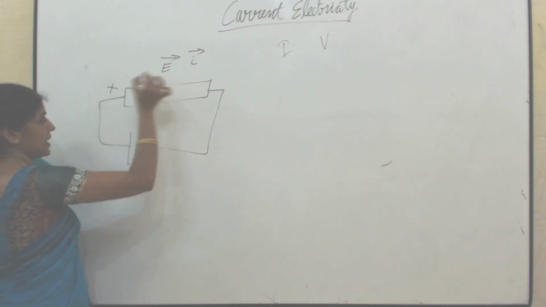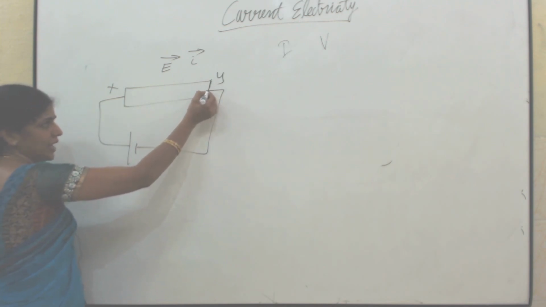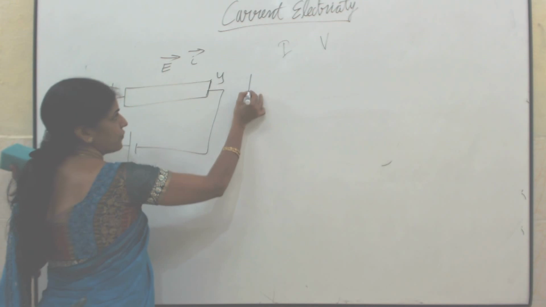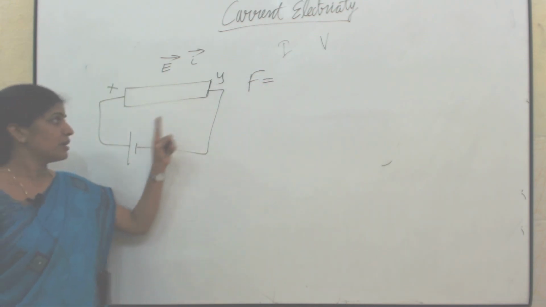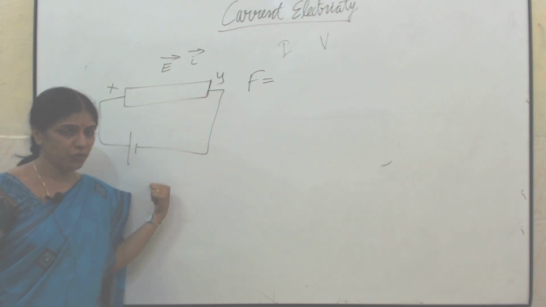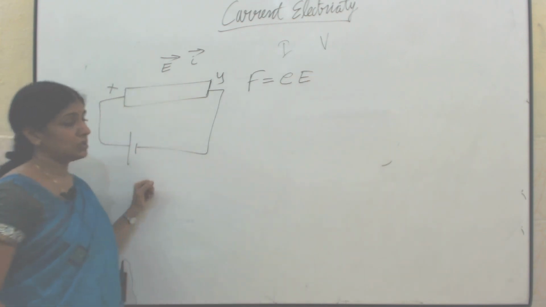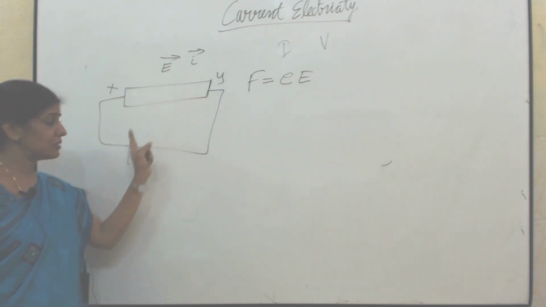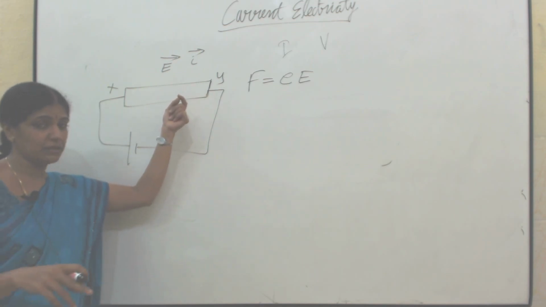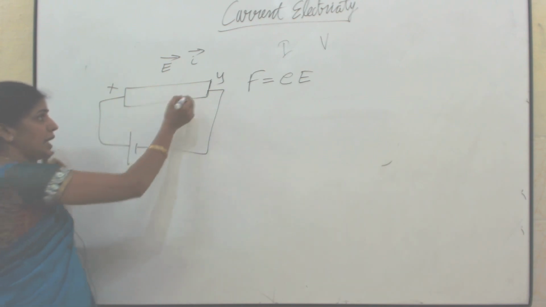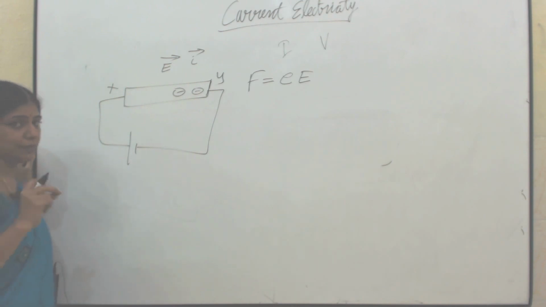Now let xy be the conductor. At this end, the end y, the electrons will gain some force. Let that force be F, because it is connected to an external cell. The electrons at this end gain some force, let that force be F equal to eE. This force will make the electrons accelerate, and they will be moving in a direction opposite to the direction of the electric field.